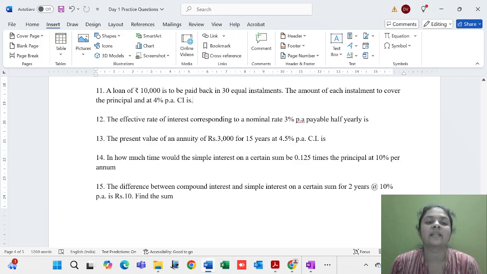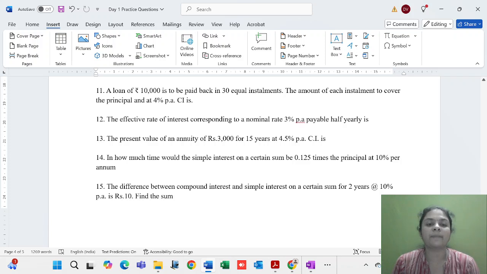12th one. The effective rate of interest corresponding to a nominal rate of 3% per annum payable half yearly. So effective rate they are asking you. Nominal rate is 3%. Payable half yearly, so M is equal to 2. So you will do (1 plus I divided by M) to the power of M, minus 1. So using the formula you can directly find out.